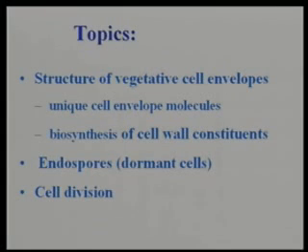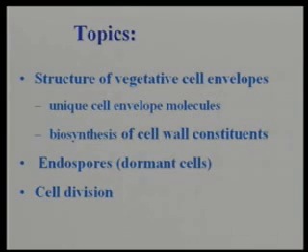Okay, topics. Structure of vegetative cell envelopes. As I say, probably as the years go by and we forget about the anthrax attacks of 2002, I'll probably drop the word vegetative from this topic again. But anyway, as it stands at the moment, vegetative cells, just regular cell envelopes, and bacteria that either don't make spores or the fast-growing forms of those that do make spores. There are unique cell envelopes, biosynthesis of cell wall constituents.